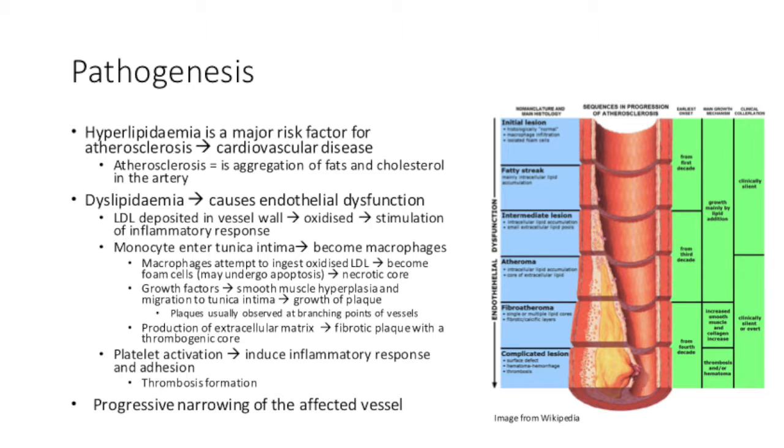Production of extracellular matrix also takes place, and you form a fibrotic plaque which has a thrombogenic core. The inflammatory process as well as the growth factors can also lead to platelet activation, which induces further inflammation and adhesion of the platelets, and hence thrombus formation.